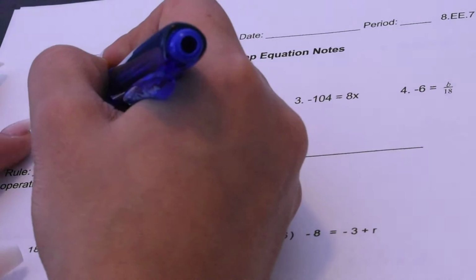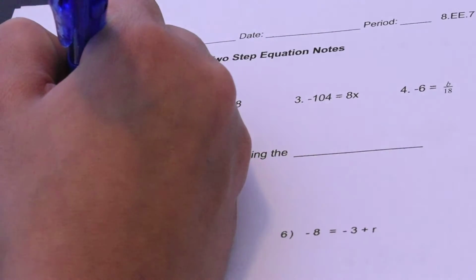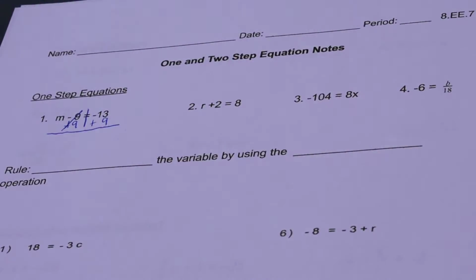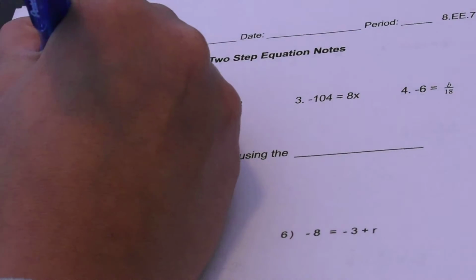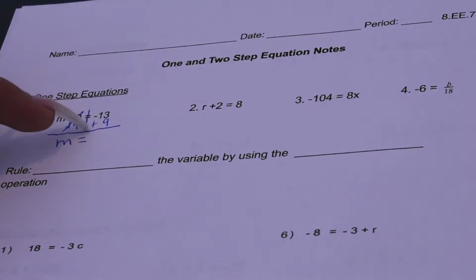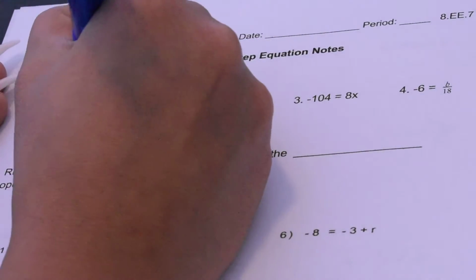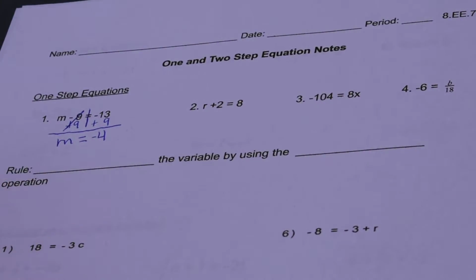So what happens is negative 9 plus 9, those just zero out, right? That cancels each other. RIP to that 9, RIP. So I'm left with m. M equals, and I know negative 13 plus 9 is negative 4. All right? So watch me check my answer.